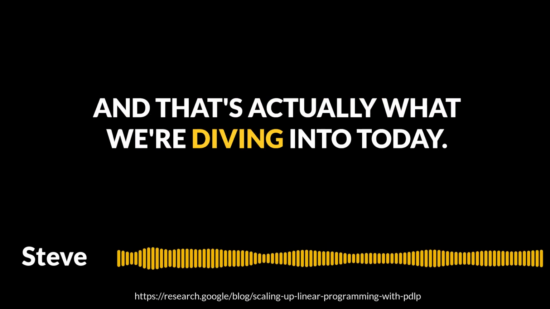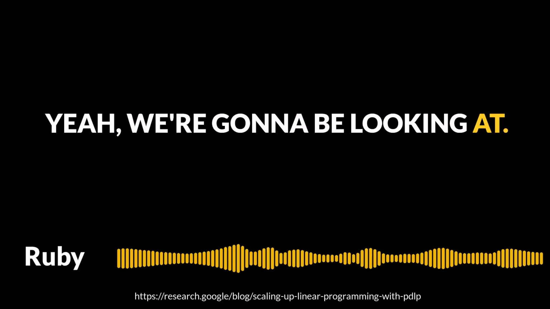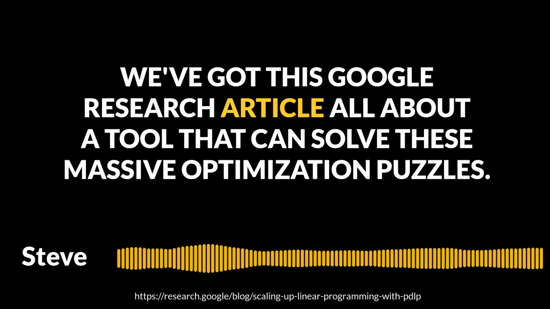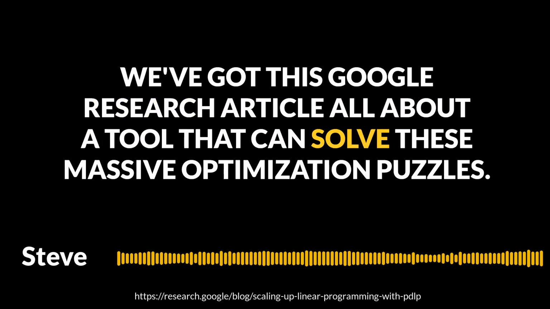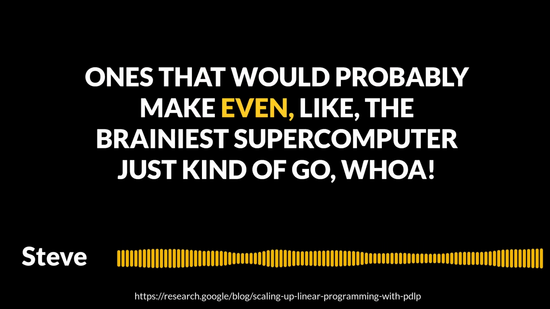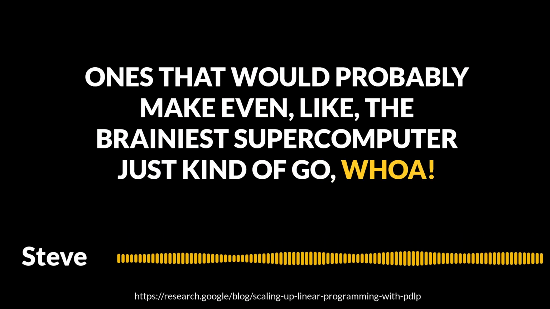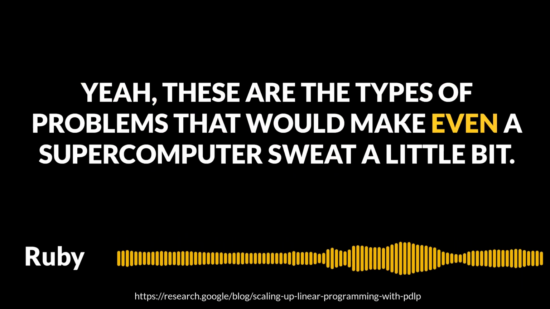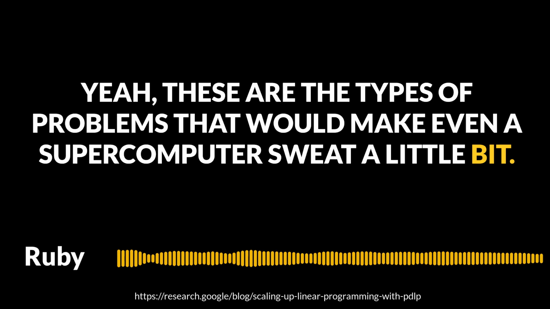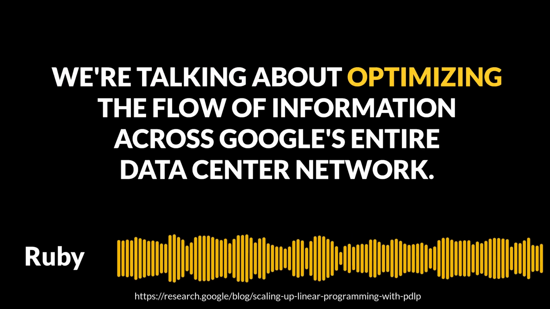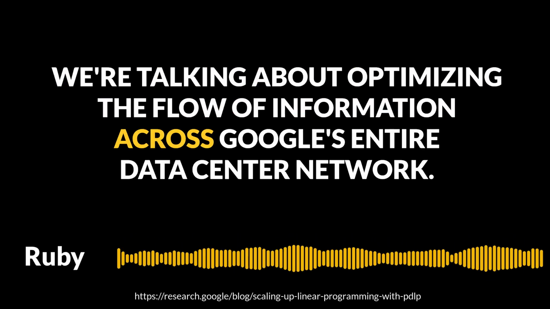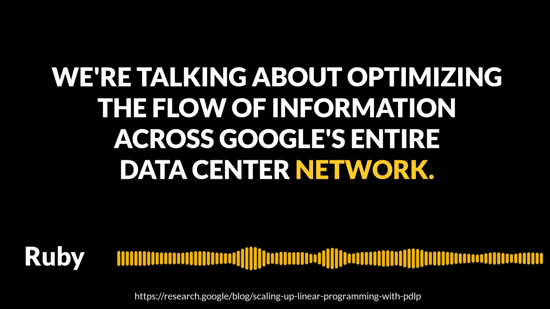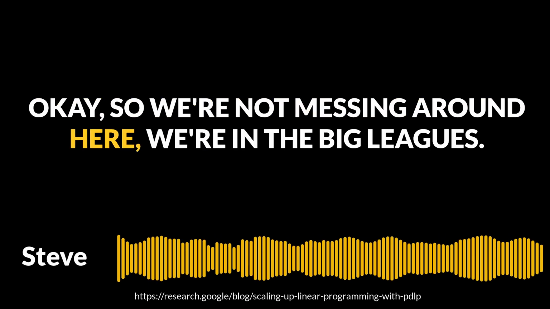And that's actually what we're diving into today. We've got this Google research article all about a tool that can solve these massive optimization puzzles, ones that would probably make even the brainiest supercomputer go, whoa. These are the types of problems that would make even a supercomputer sweat a little bit. We're talking about optimizing the flow of information across Google's entire data center network. Okay, so we're not messing around here. We're in the big leagues.